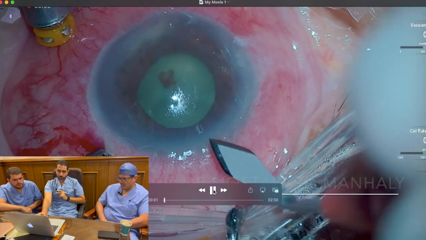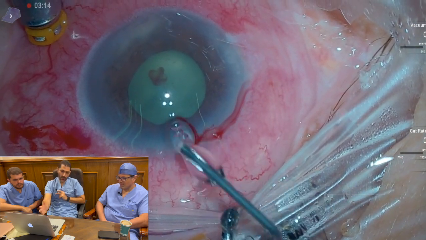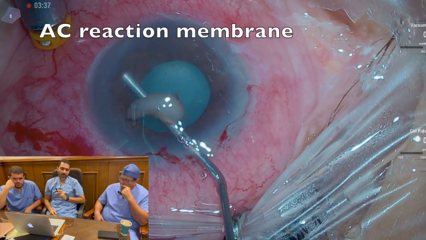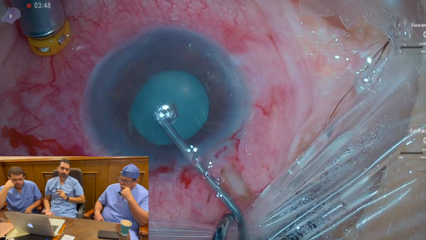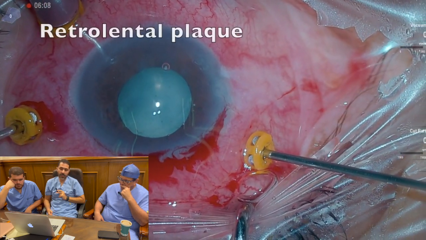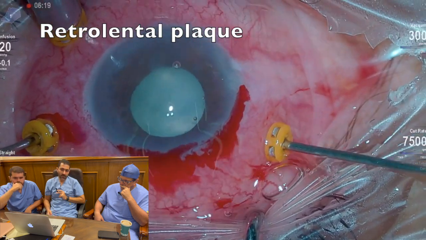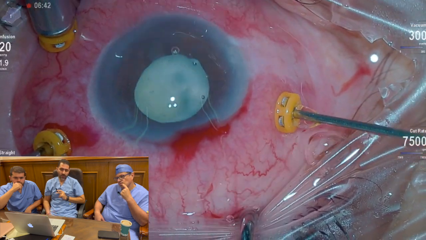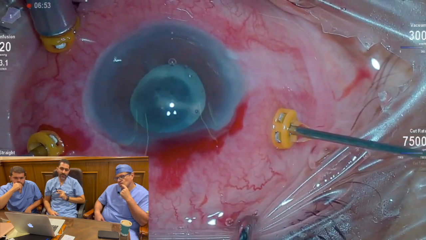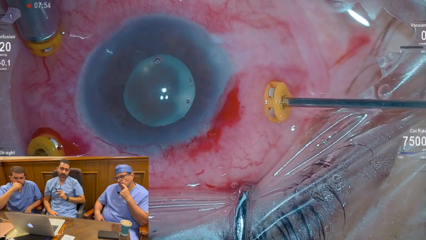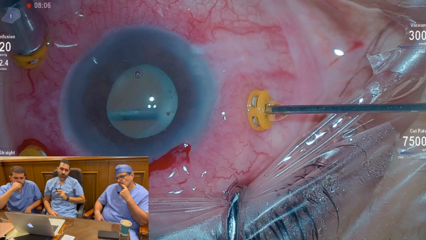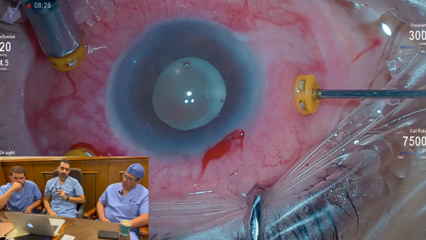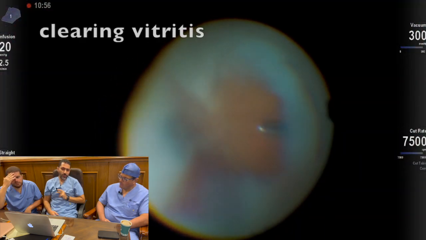Okay, so I was more aggressive. We went for trying to clear up this cortical matter, which was found not to be lens matter at all. This was a fibrinous exudate from an inflammatory condition. At that time, we suspected it could be a chronic endophthalmitis with this retrolental plaque, which is very related to chronic endophthalmitis, and we started to remove all this dense retrolental vitritis. As much as we can, we try to clear up the media and remove the membrane over the lens in the AC.